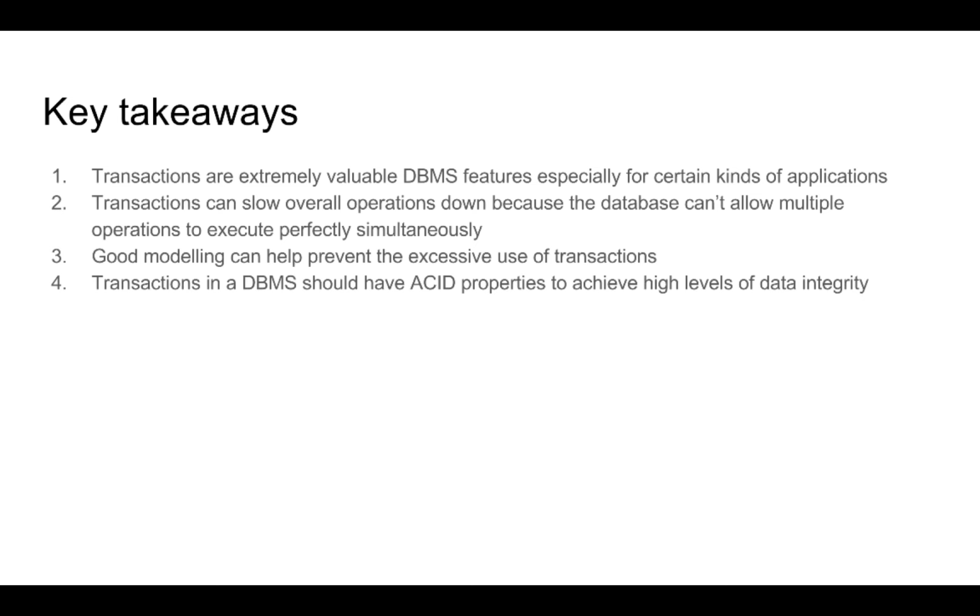We would have to write application logic to ensure that in case there is a failure, we're able to recover from those failures so that operations can be rolled back, and we would essentially have to do all of the work that a DBMS is doing for us in our application code. The price that we pay for transactions is that it can slow overall operations down because the database cannot do multiple operations perfectly concurrently. We also understood that doing good data modeling can prevent the excessive use of transactions, and we know that a transaction to have a high degree of data integrity must support all four ACID properties.